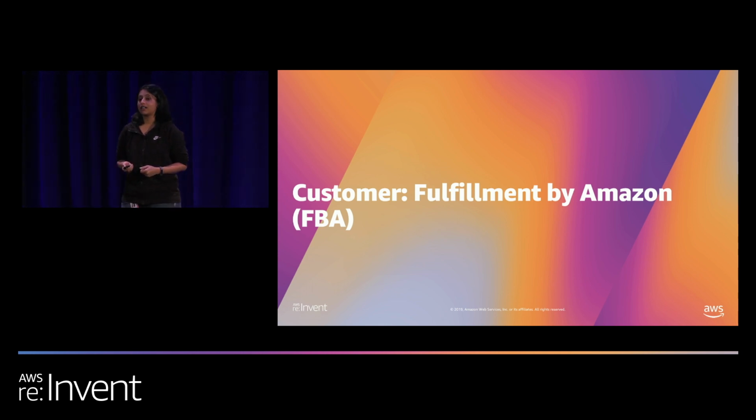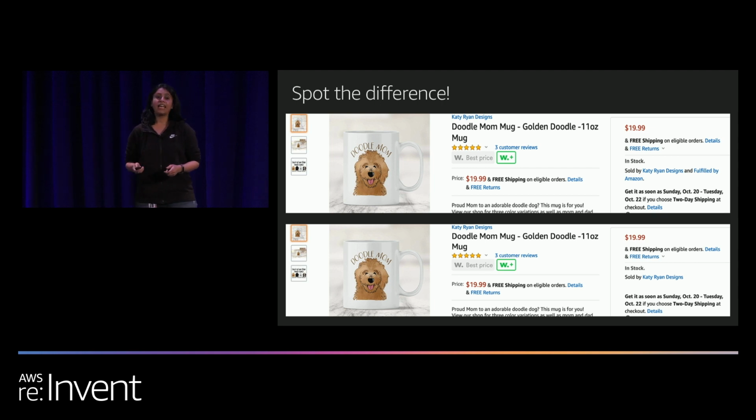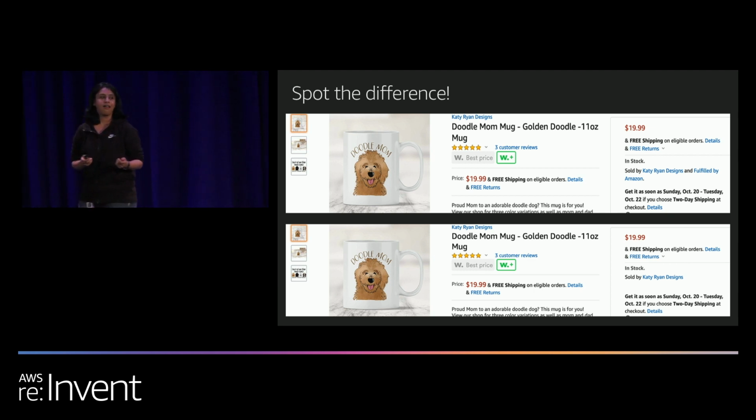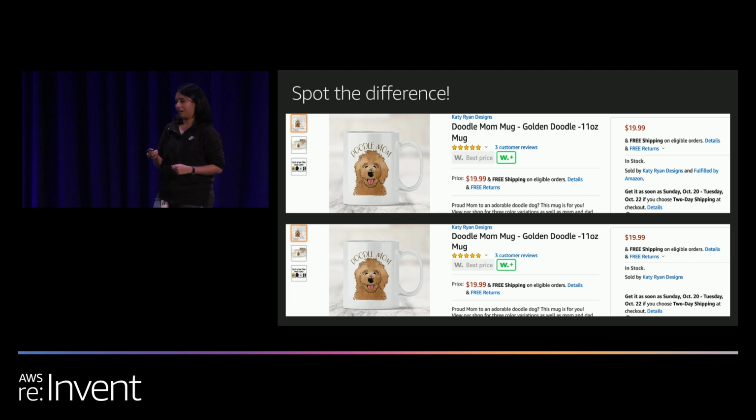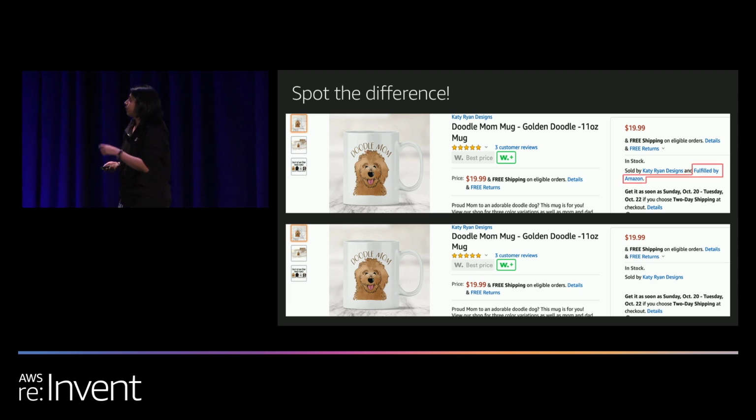So let's get started with a very quick quiz. Can anyone, by show of hands, find the difference or differences between the two pictures on the screen? Yes? No? I don't know? Anything? Okay. Does anyone know what this Fulfilled by Amazon on the bottom right corner of the first picture means?